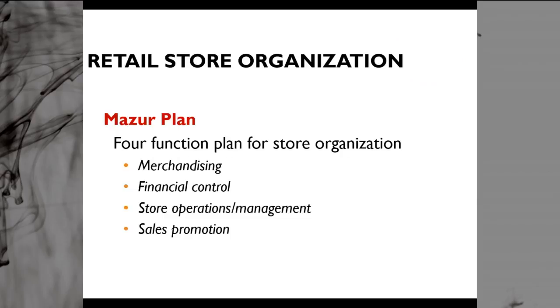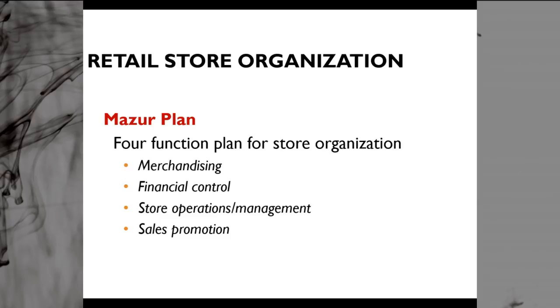Also an important concept is retail store organization. We're going to talk about retail store organization, the form of the retail store and the big company. Sometimes we call it a headquarters or big organization. According to Paul Mazur, he developed this four-function plan for store organization in 1927. These four important functions include merchandising, financial control, store operation and management, and sales promotion.